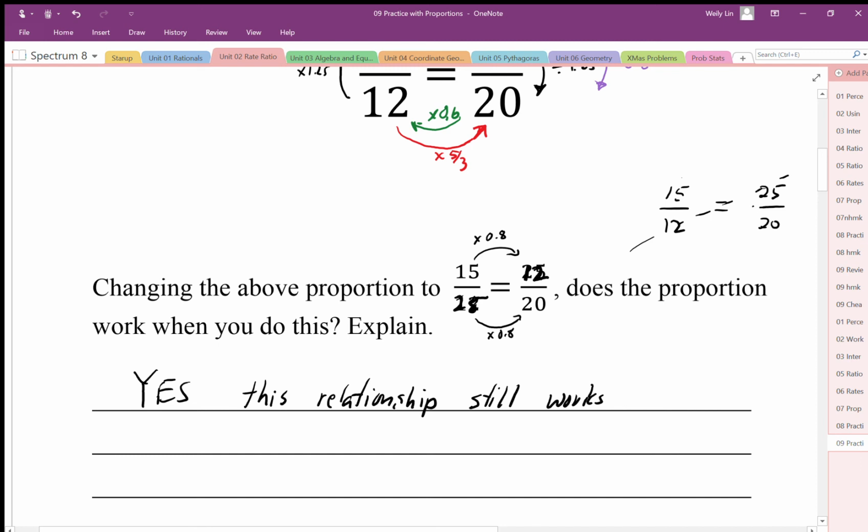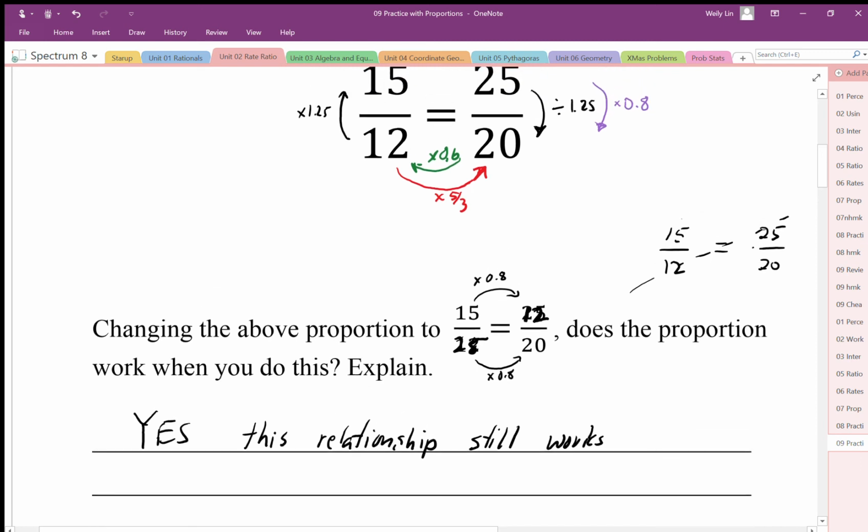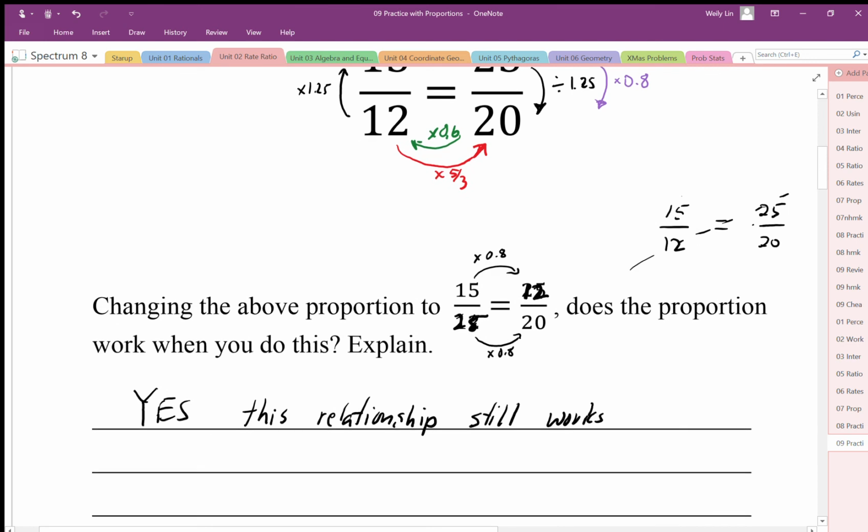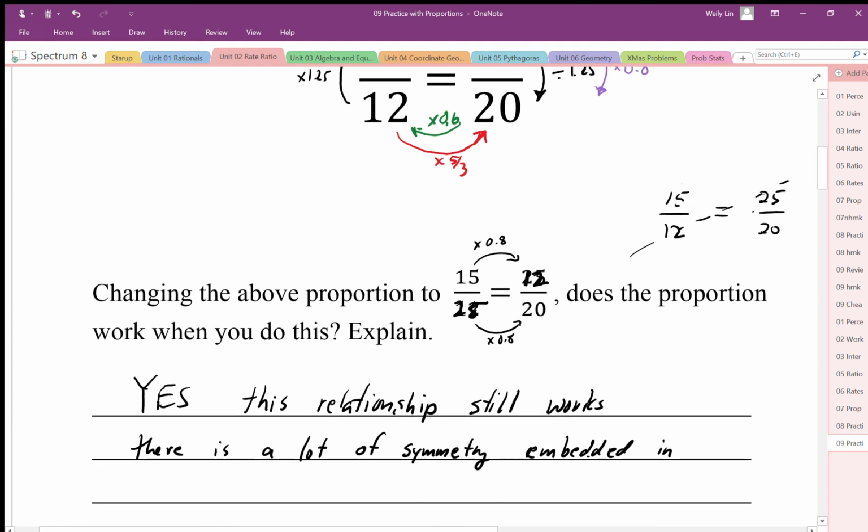And the reason why is because this ratio relationship has a lot of symmetry to it. There is a lot of symmetry embedded in the proportional equation.